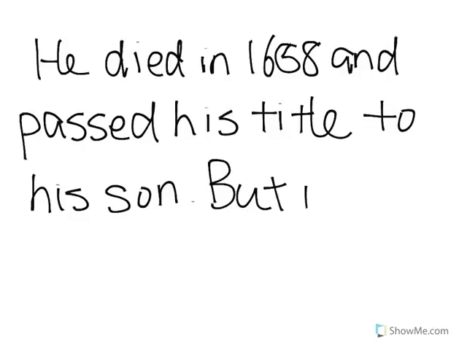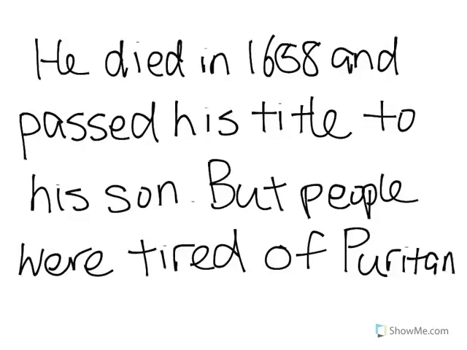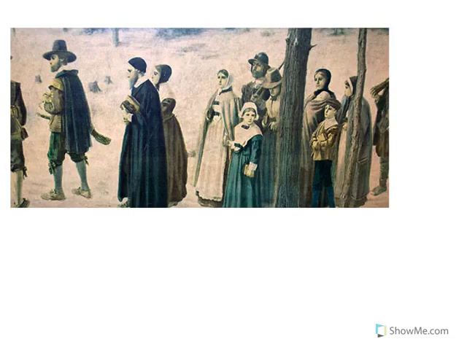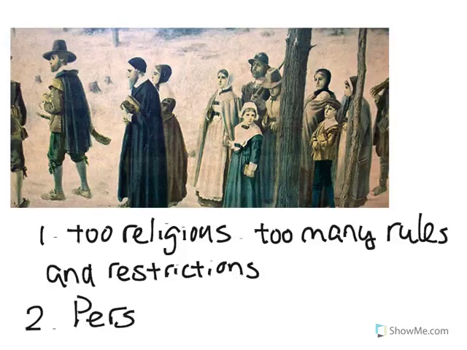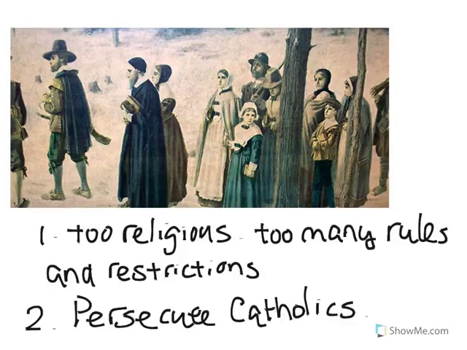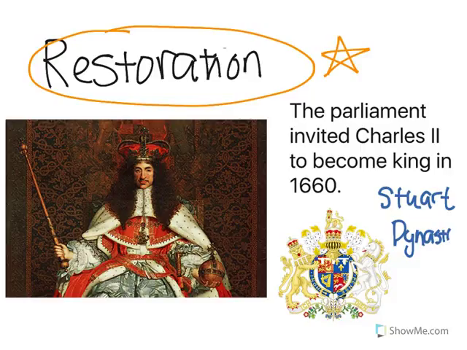He died in 1658 and passed his title to his son, and during that period, many people were tired of Puritan rule. Why? Because Puritans are extremely religious. They have tons of rules, and persecute Catholics or anybody who doesn't agree with them. So the Restoration occurred when Parliament invited Charles II, son of Charles I, to become king in 1660. The Stuart monarchy was restored.